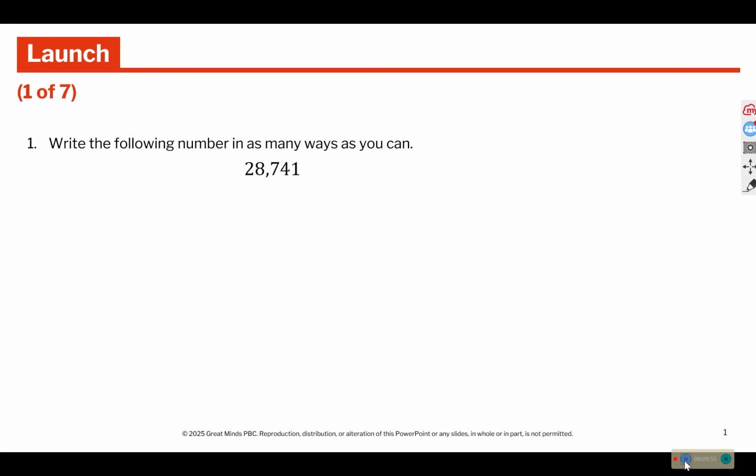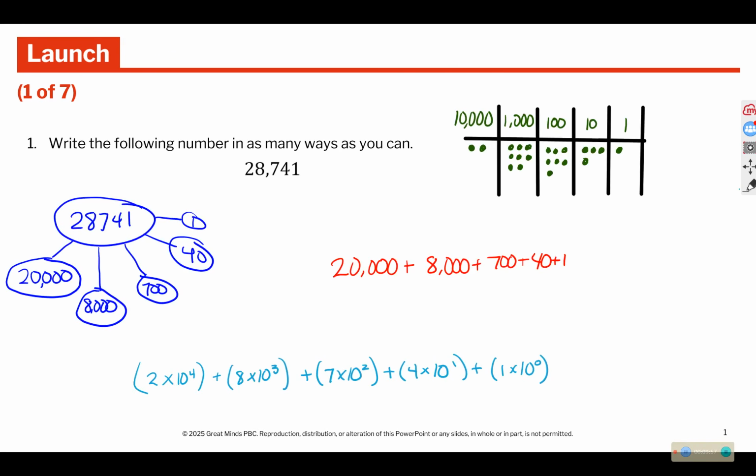Here are just a few ways that we could break down or decompose 28,741. Here you'll see the number bond. This one is written in what's called expanded form. Here you can see it represented in a place value chart. And then this one is also considered expanded form, but specifically using powers for our place values.